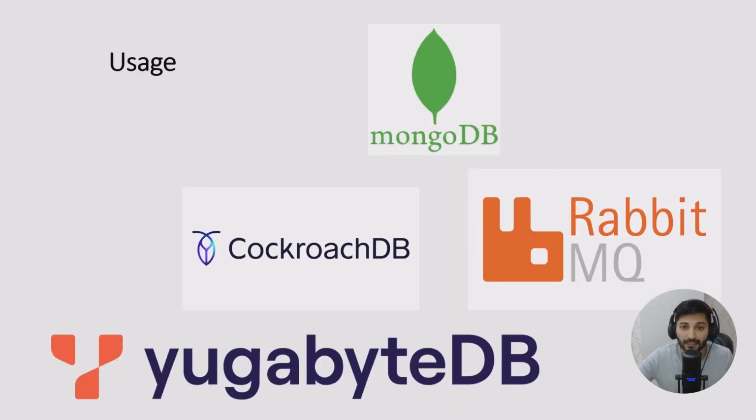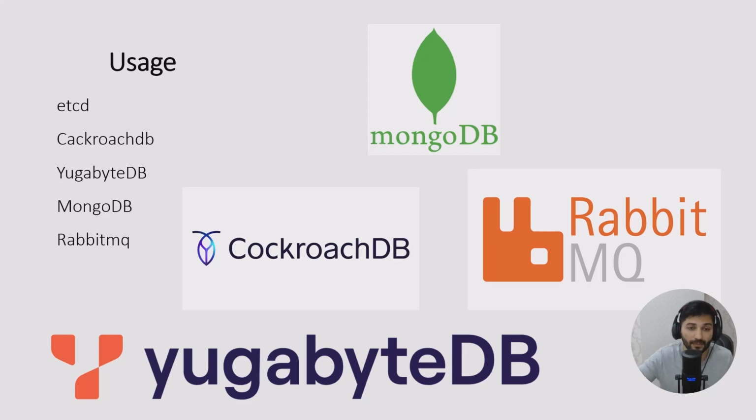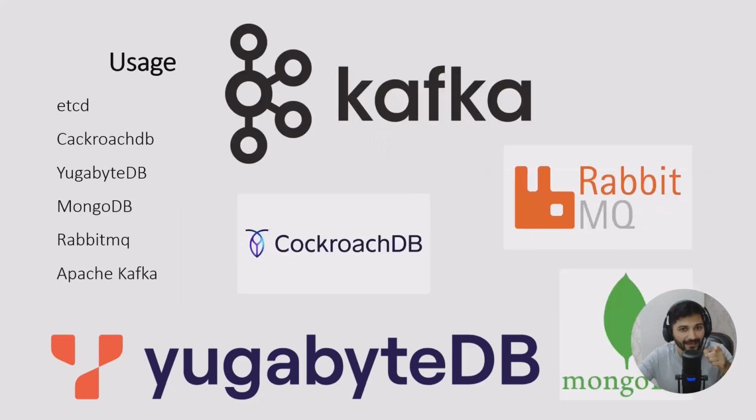Let's talk about the last thing, which is usage, where we are using RAFT as a protocol for distributed consensus: etcd, CockroachDB, YugabyteDB, MongoDB, RabbitMQ, and of course Apache Kafka. Starting from the 4th version, the guys from Apache Kafka are going to remove Zookeeper and will switch completely to RAFT, the Kafka RAFT algorithm.